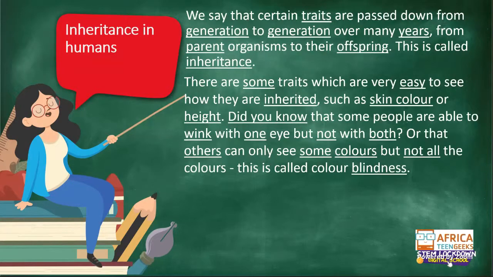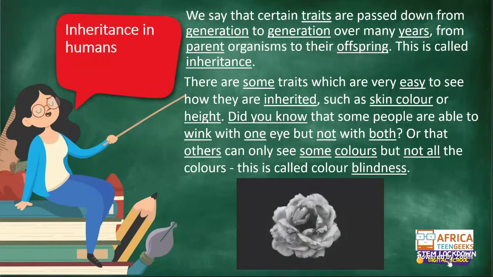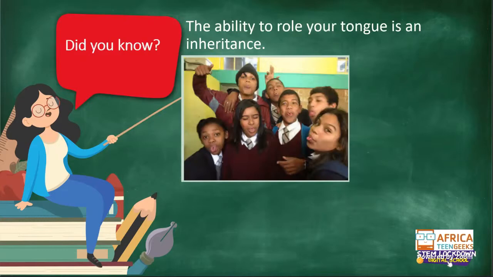Here is something. Did you know that some people are able to wink with one eye, but not with both? Or that others can see some colors, but not all the colors. This is called color blindness. So all of this means that there is variation within a species. There we can see a photo of somebody that has a bit of trouble seeing colors, and that is something that you are getting from your parents. It is inherited.